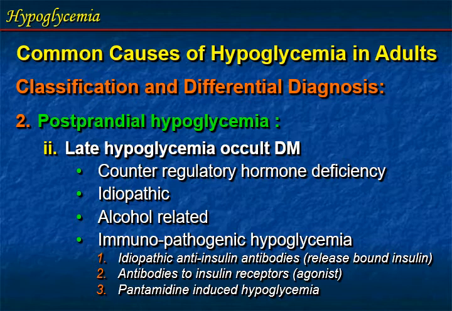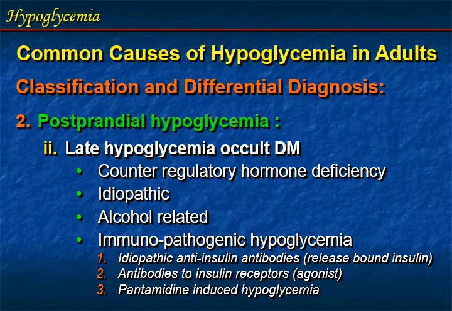The other group, which looks a little bit strange, is antibodies to insulin receptors. But here, these antibodies act as agonists. From the words antibodies to insulin receptor, we expect that these antibodies will be antagonists. But unfortunately, these antibodies go to the receptor and stimulate it, leading to more insulin secretion. They work as agonists. This is the antibodies to insulin receptor.